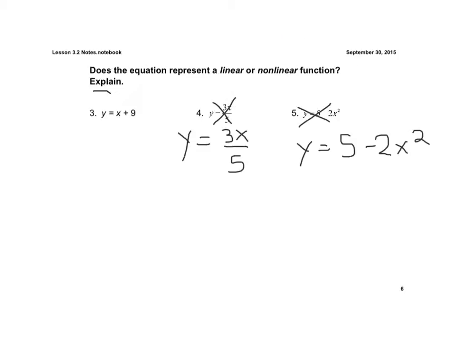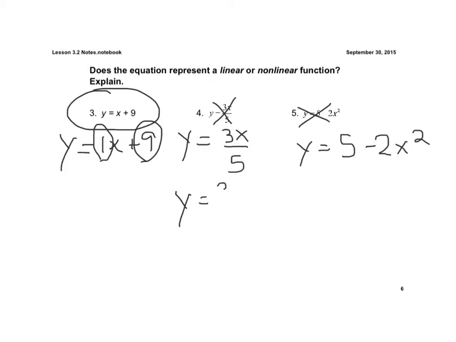Now, if we look at this one, is this a linear function? Yes. I can rewrite it as y equals 1 times x plus 9. So I can identify my m to be 1 and my b to be 9. This one is y equals 3 times x all over 5. Well, I could rewrite it as y equals 3/5 times x plus 0. And again, I can identify my m to be 3/5 and my b to be 0.